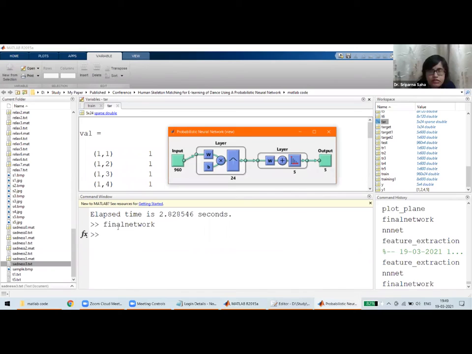So that is, the neural network has been trained. Also, if we just plot the plane, in the feature we have plotted 5 different planes. One is the reference plane, and 4 planes were there, considering the body joints from the left arm, right arm, left leg, and right leg, right? So if you go over here, this is the plot plane. So these are the 5 different planes.